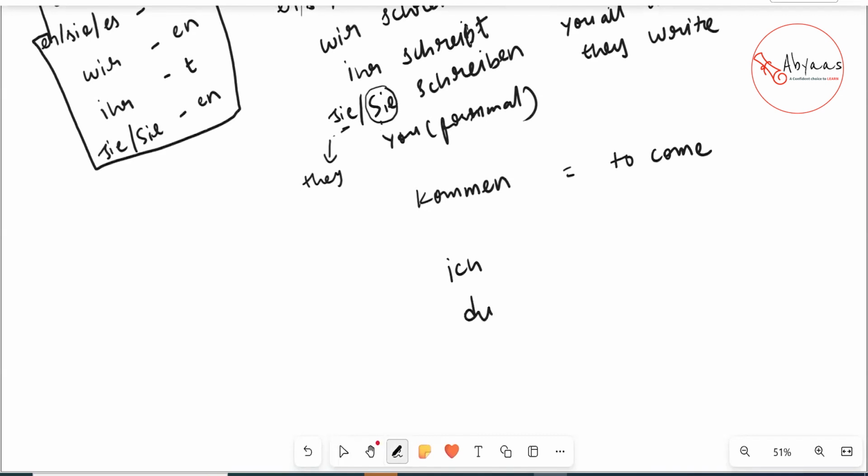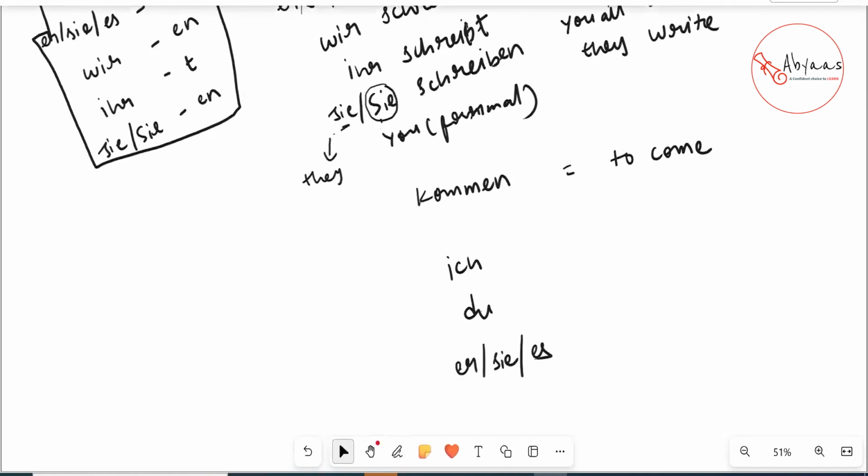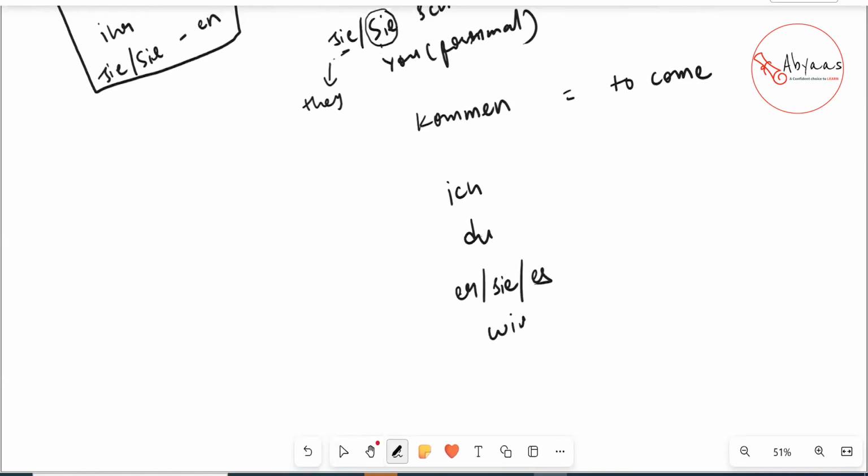So coming towards Sie, which is formal you. Why are we writing it together? Because they all have the same conjugation. Er, sie, es: he, she, it. So wir, ihr, sie, and Sie.